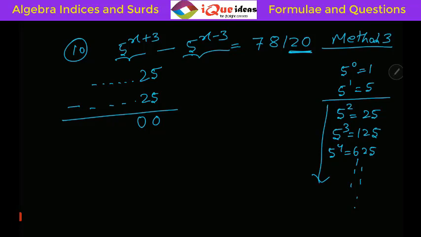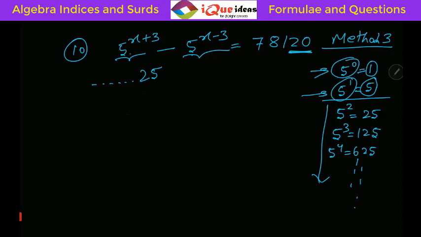Now, if 5 raised to x minus 3 cannot have 25 in the end, then there are only two possibilities. It will be either 5 or 1. It will be either 5 raised to 1 or 5 raised to 0. There is no other possibility. I'll repeat in a different manner. We are saying that this 5 raised to the power x plus 3 is definitely going to have 25 in the end because it is a large power. But 5 raised to x minus 3 has to be such a number that after subtracting, we should get 78120. That means we should get 20 here.